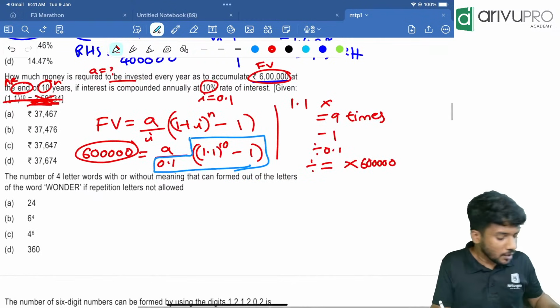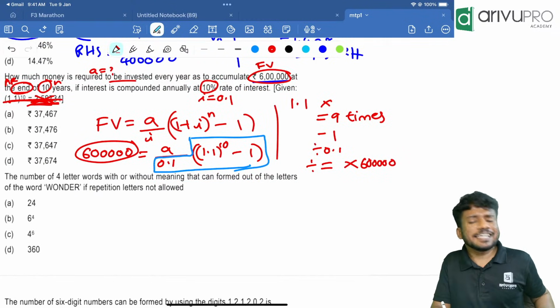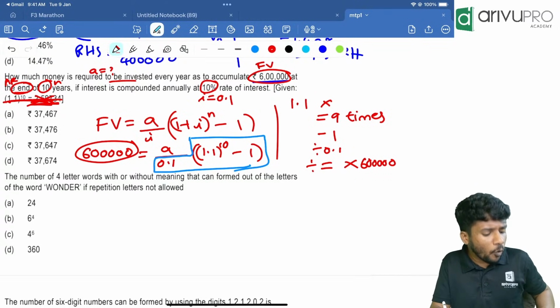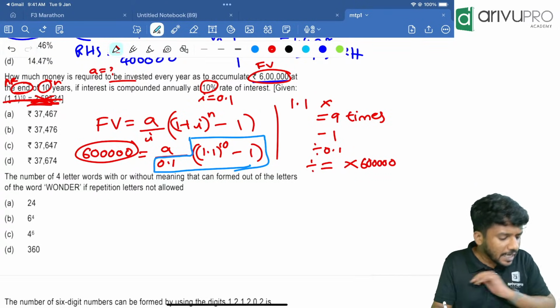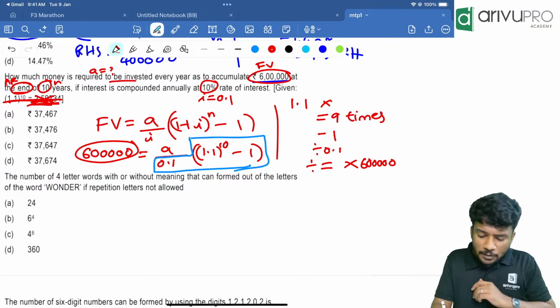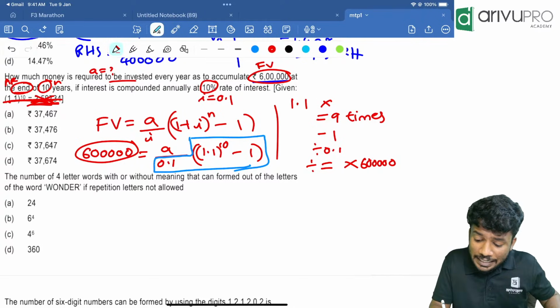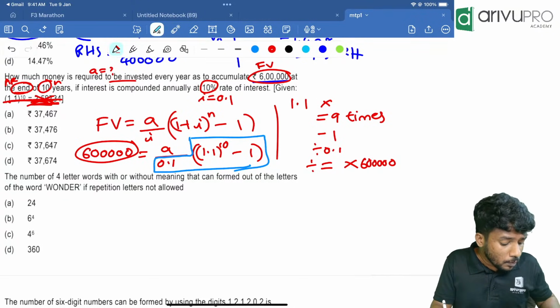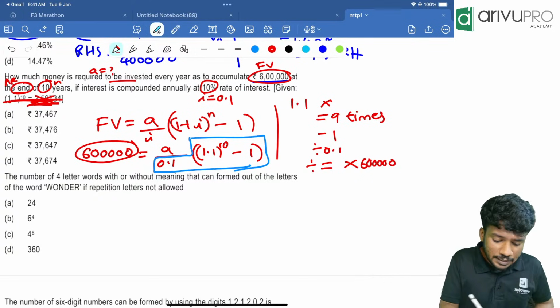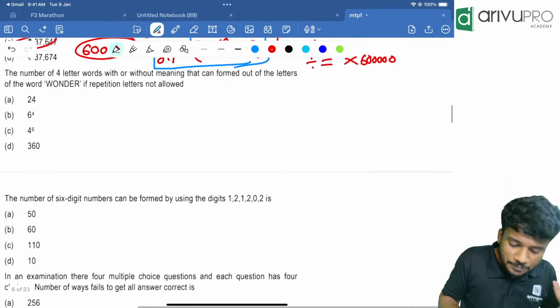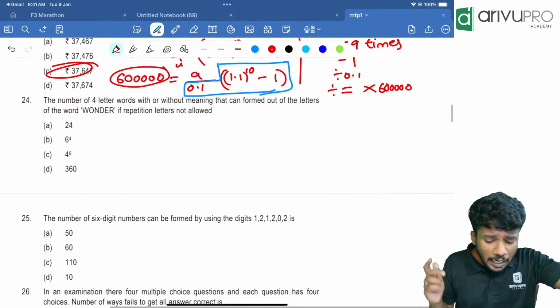I'll also do it along with you. 1.1 into equal to how many times? 9 times. 1 2 3 4 5 6 7 8 9. Then minus 1. Then divide it by 0.1. Then click divide equal to, multiply it with 6 lakh, people. How much is the answer? 37647. Option C is your answer. Good. Next one. We are going to another type of question.